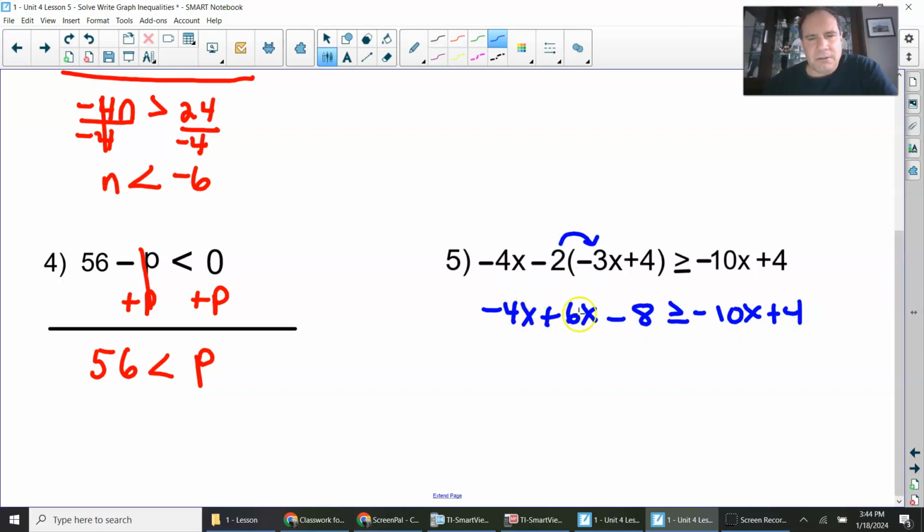So here we go. We have to combine like terms. You see there's 3 terms on this left side. We have to combine like terms. This negative 4x plus 6x, that's 2x. Minus 8 is greater than or equal to 10x plus 4.